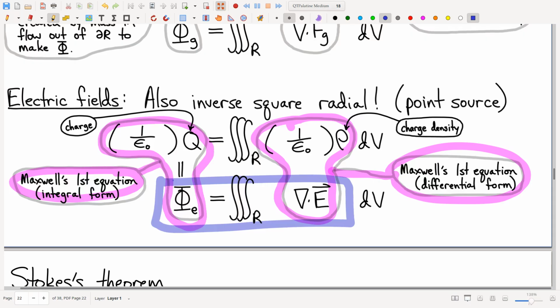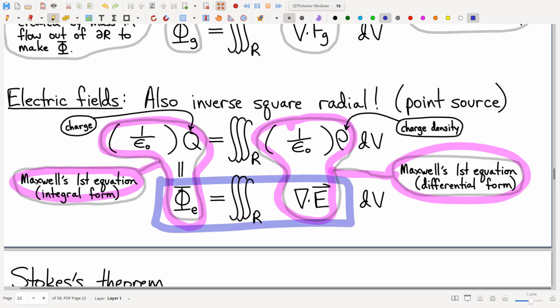And by the way, there are 4 Maxwell's equations. I'm going to talk about 2 of the 4 because they're such perfect physical manifestations of the divergence theorem. And so this is just one of 2. We'll get to the other one later, maybe not today. We'll see.